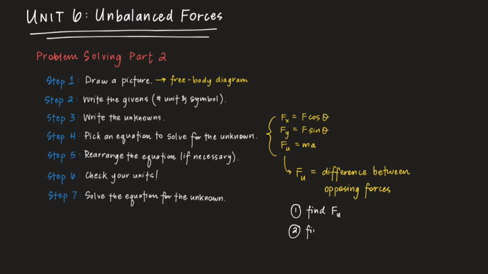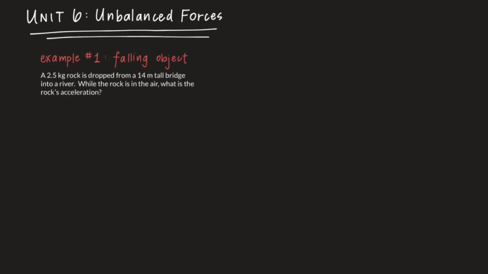Usually we're not given enough information right out of the bat to be able to find the unbalanced force using Newton's second law, Fu equals ma. So we want to find the unbalanced force by taking that difference and then using that Fu equals ma equation to find our acceleration. So in the last video you saw examples of acceleration to the right or to the left in the x direction, and in this video you're going to see examples of acceleration up and down in the y direction. So our first example is a falling object.